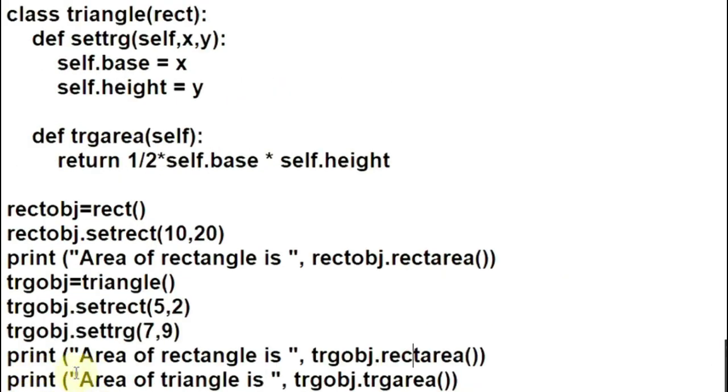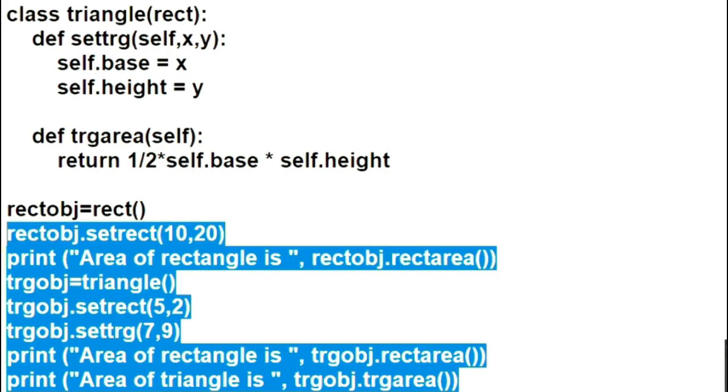Next print statement is area of triangle is, and the trg area function will be invoked and it will compute half into base into height. Base and height attributes were set to 7 and 9. So the result of the expression half into 7 into 9 will be returned and displayed over here. Let us run this program.